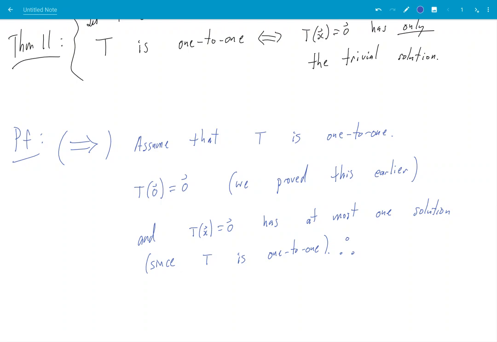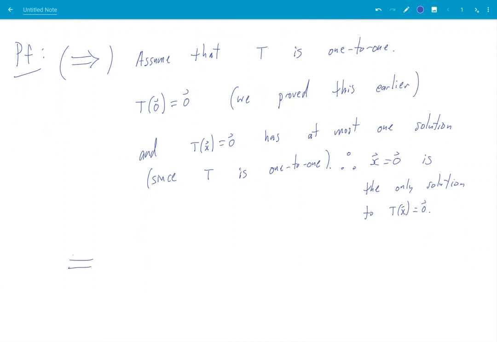Therefore, okay, I know that T of 0 is 0, and I know that this equation here only has one solution for x. Therefore, x equals 0 is the only solution to T of x equals the 0 vector. Okay, in other words, this statement: T of x equals 0 has only the trivial solution.